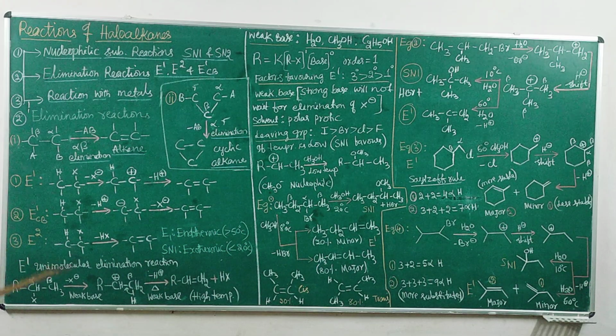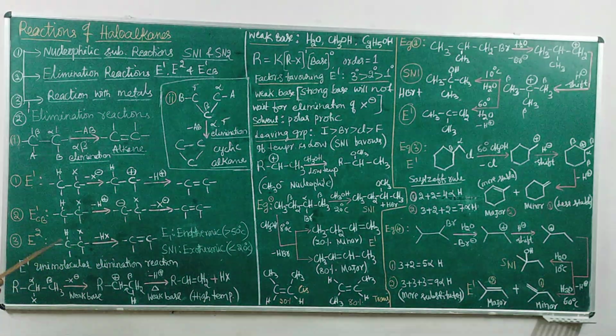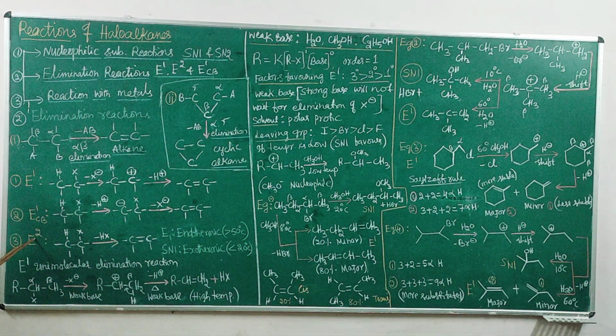Then what is the E2 mechanism? E2 means bimolecular elimination. Here two steps are not involved, only a single step is involved in this reaction. This is once for all. In a single step, these two chemical bonds break, and HX is removed as a molecule in one step, with breaking of chemical bonds and forming a new chemical bond. It is a one step reaction, not two steps. So E2 means a single step reaction, E1 means a two step reaction. So these are known as elimination reactions.